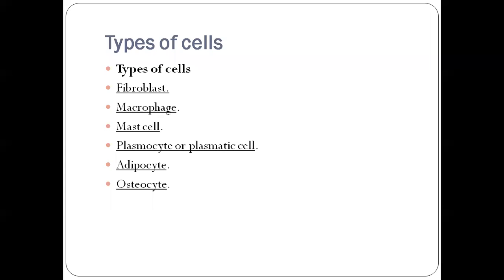White blood cells. I'm missing that here. White blood cells. Las células blancas. They are from the blood, and the function is defend our organism against the microorganisms that can come into our bodies.